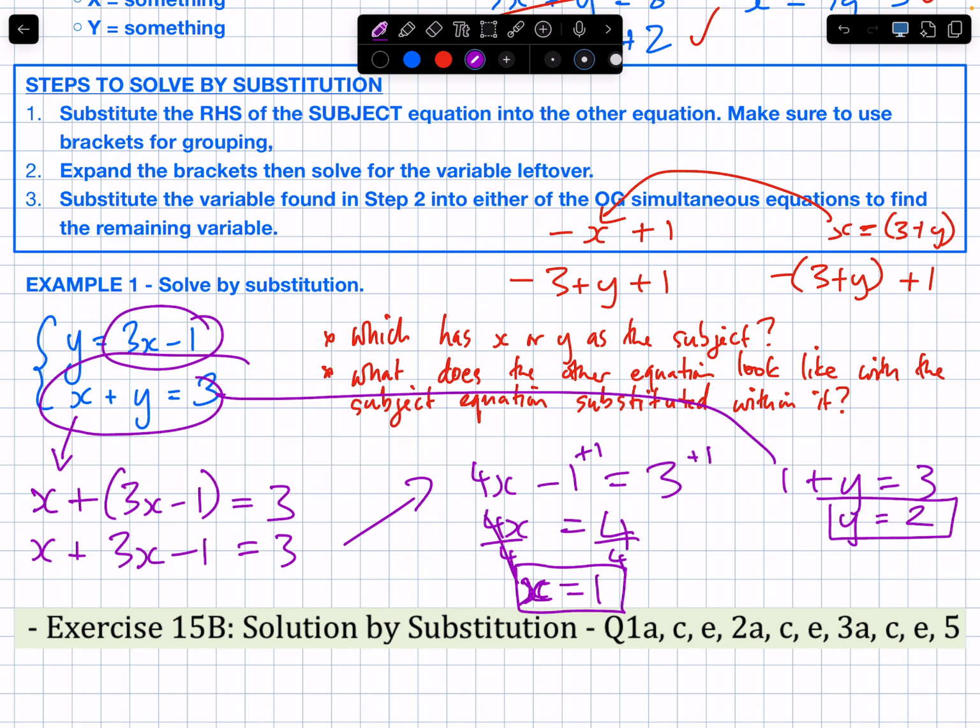Some people might not believe me that I could have put it into either of these equations. So let me show you. If I put x is equal to 1 into the first equation, 3 times by 1 is going to be 3. And if I take 1 from it, it's going to be 2. And is that what I found y was as well?